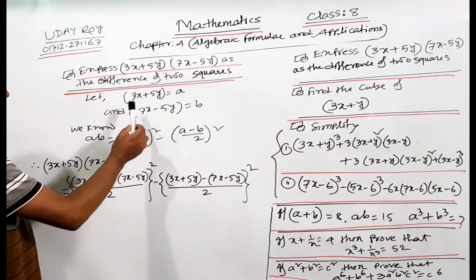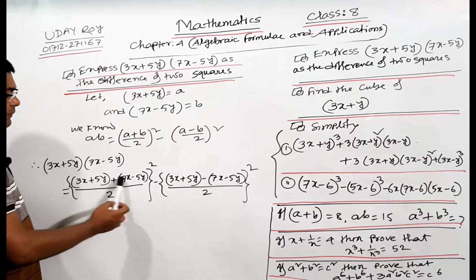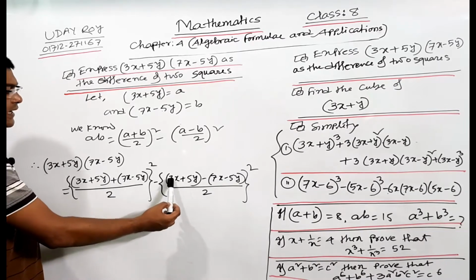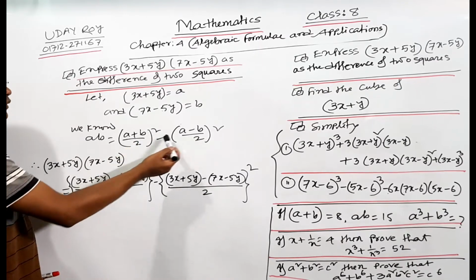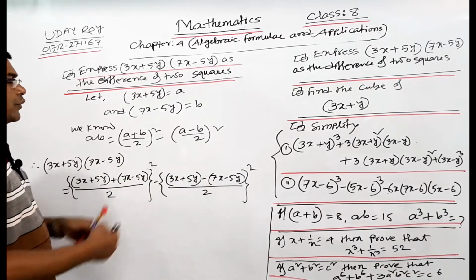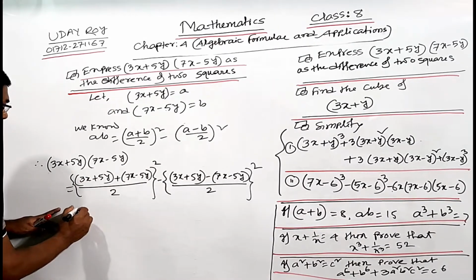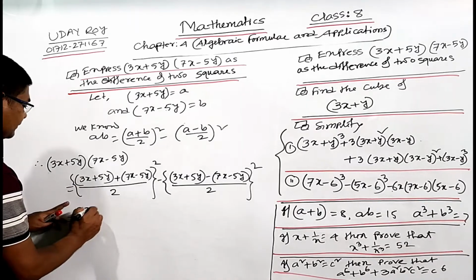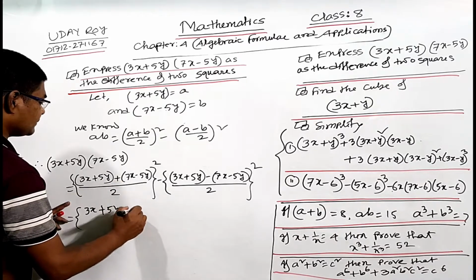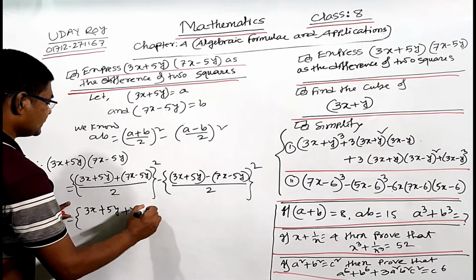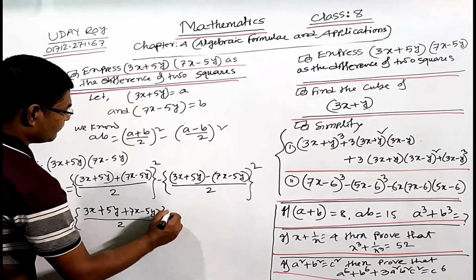Just putting the value: 3x plus 5y, this is a, and 7x minus 5y is b. So (a plus b) by 2 whole square minus (a minus b) by 2 whole square. So we have got a plus b by 2 and a minus b by 2. Now we draw the bracket, we will get the answer. Just we do the bracket, we will get 3x plus 5y plus 7x minus 5y divided by 2 whole square.